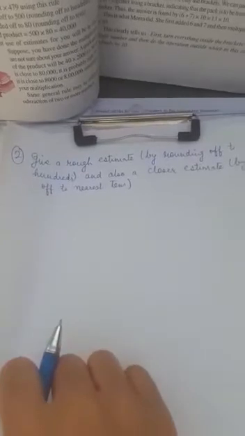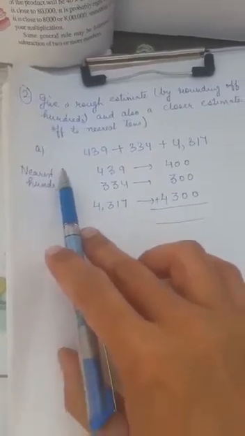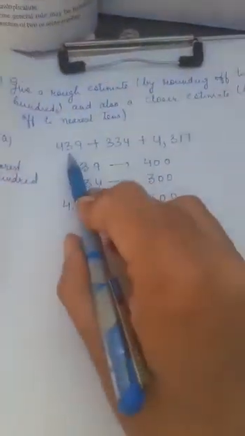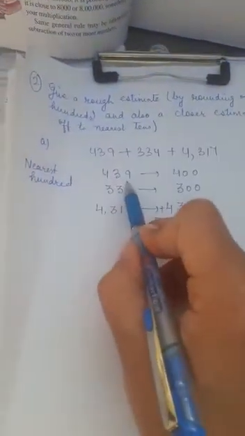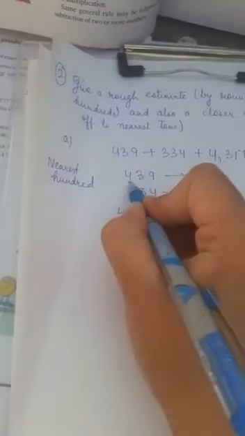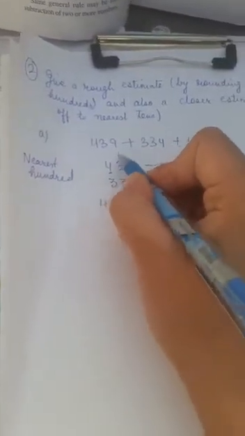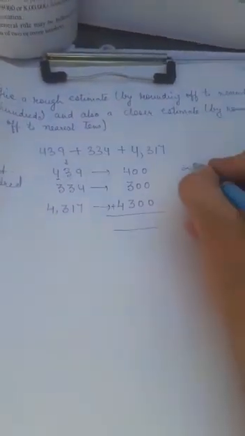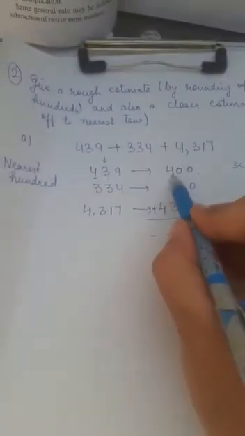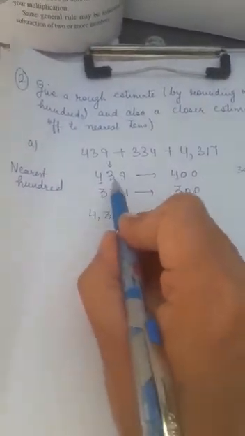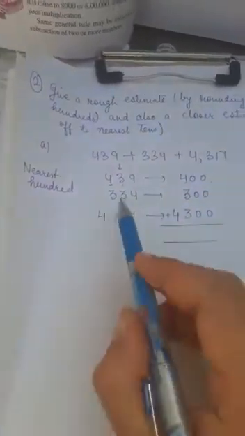Now look at question number 2. Give a rough estimate by rounding off to the nearest 100 and also a closer estimate by rounding off to the nearest tens. So A part, I'm going to do first with the nearest 100. 439, 334, 4317. 439 will be rounded off to 400. Why? Because at the hundreds place we have to round off and I have to look at the digit at the tens place. It is 3, which is less than 5. There will be no change at the hundreds place and 4 will remain the same as it is, and the 2 digits after 4 will become 0 0.